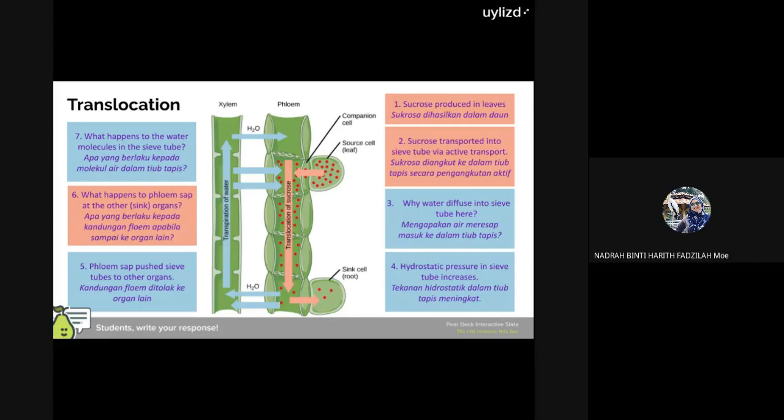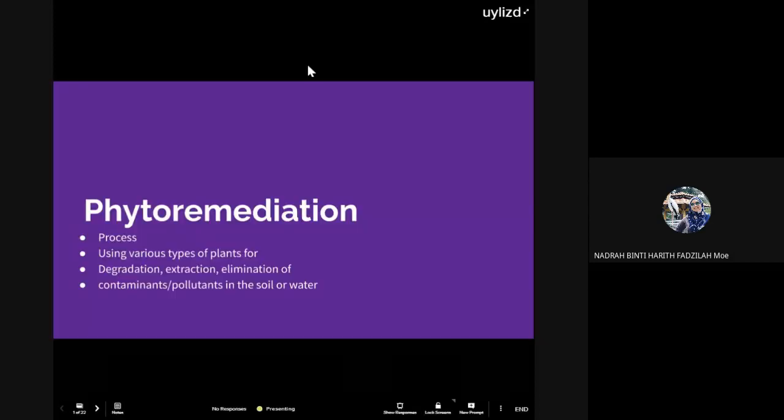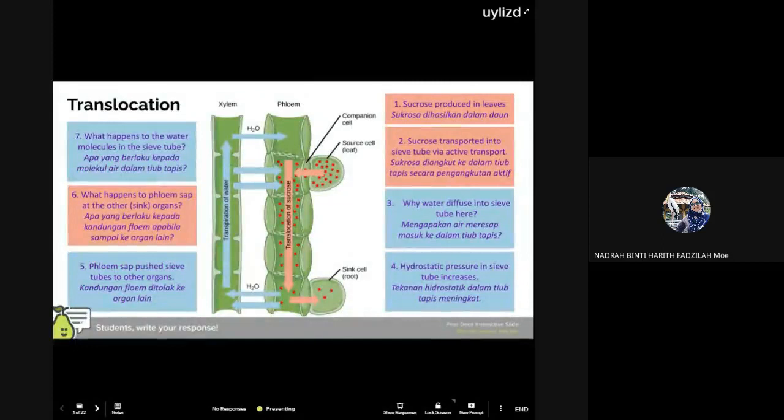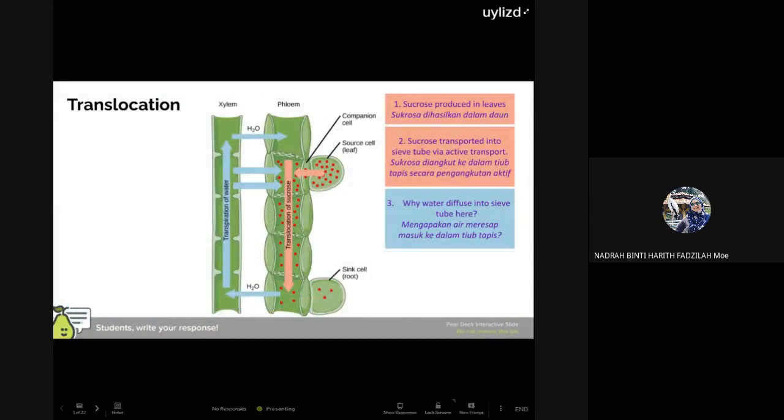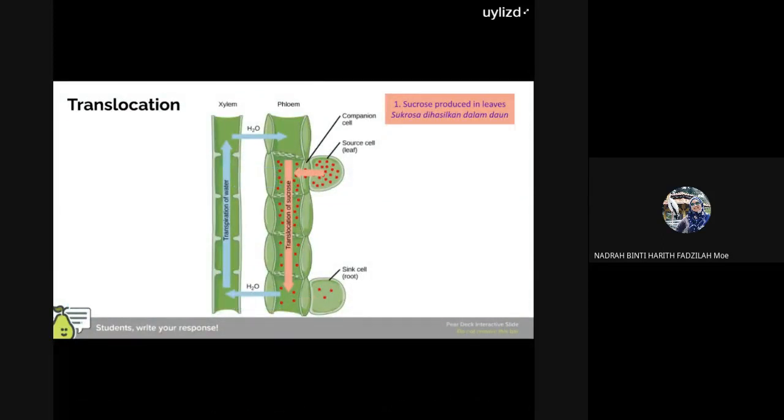Jadi translocation ni, okay, I go back to the first statement here so that our discussion will be more focused. So, translocation is the process to transport photosynthetic products from the leaf to all parts of the plants.